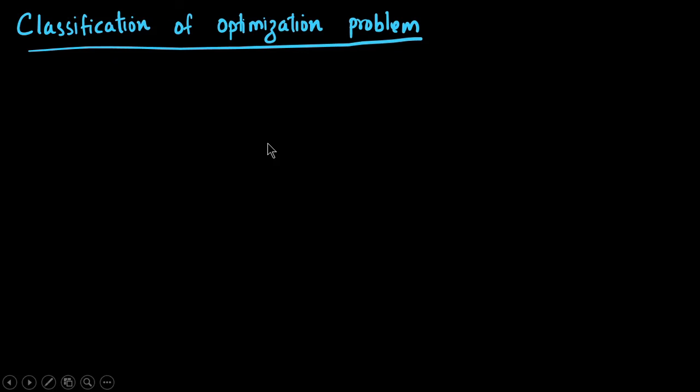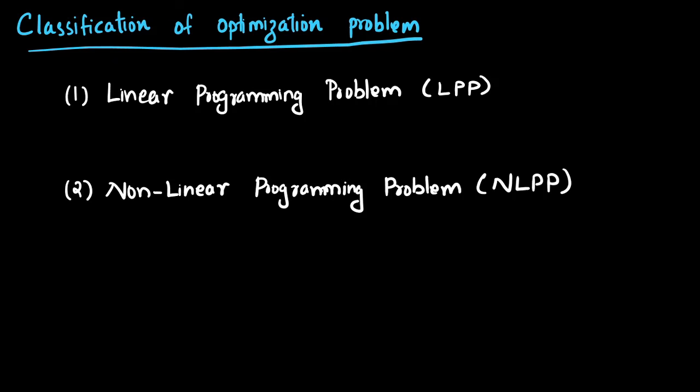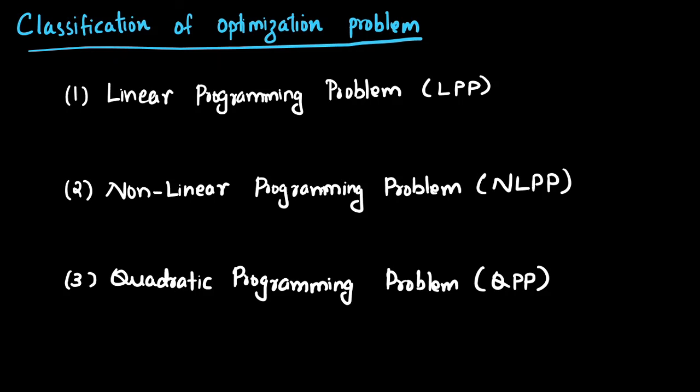So next is the classification of optimization problems. So the optimization problems, we can divide into basically two types. One is the linear programming problems, and non-linear programming problems. And there is a special type of non-linear programming problems that are called quadratic programming problems.